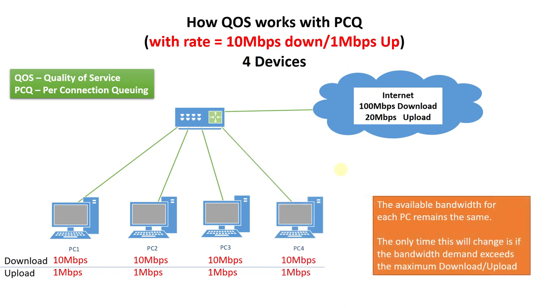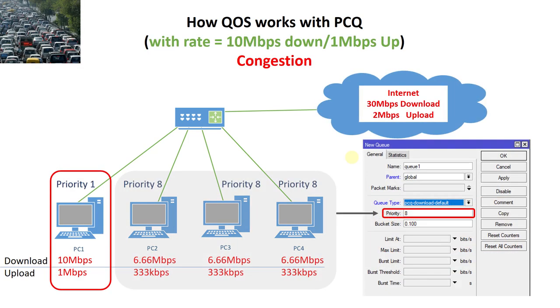So when a rate is set, the bandwidth remains constant to the device, even when that device demands more bandwidth. And the available bandwidth for each PC remains the same, and the only time this changes is if the bandwidth demand exceeds the maximum download and upload. So I'm going to go into a bit of that. I'm going to show you a scenario to better explain that situation.